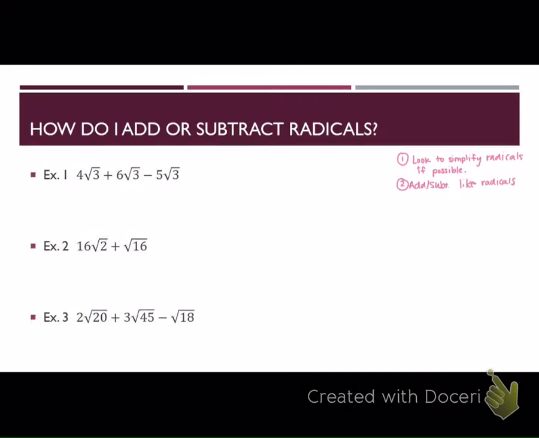So we don't have to simplify these radicals. They're already simplified. Are these like radicals? Yeah. So we just add the front numbers. 4 plus 6 is? 10 minus 5 is? 5. Do we change the radicals at all? No. So it's just 5 radical 3.